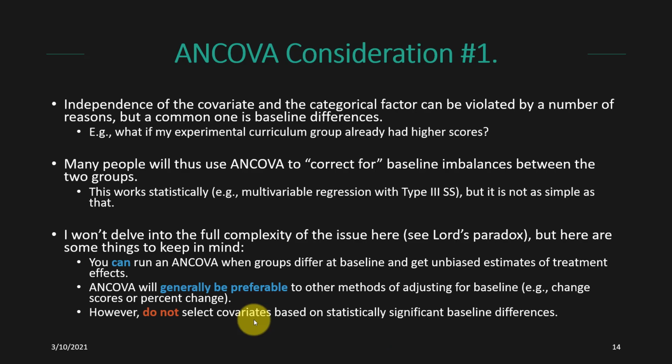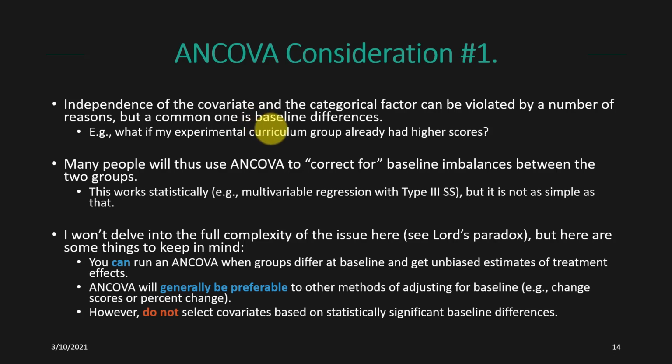You can go down a rabbit hole with this consideration, so I'll try to summarize this briefly. But the main thing is that we generally want independence of the covariate and the categorical factor. This doesn't always happen, and it's not always a problem, but it's generally desirable. One common situation, though, where this gets violated is if we have baseline differences between our two groups. Like we said earlier, we'll generally randomly assign people to conditions, and then hopefully the covariate won't really differ between the two groups.